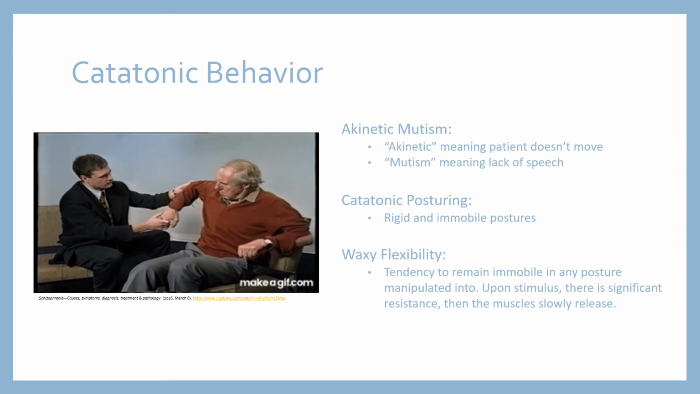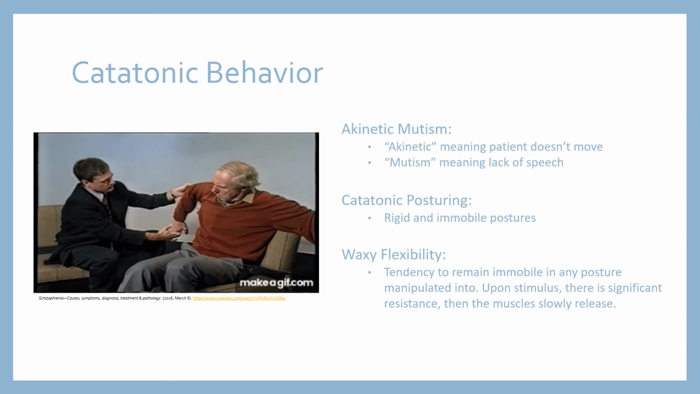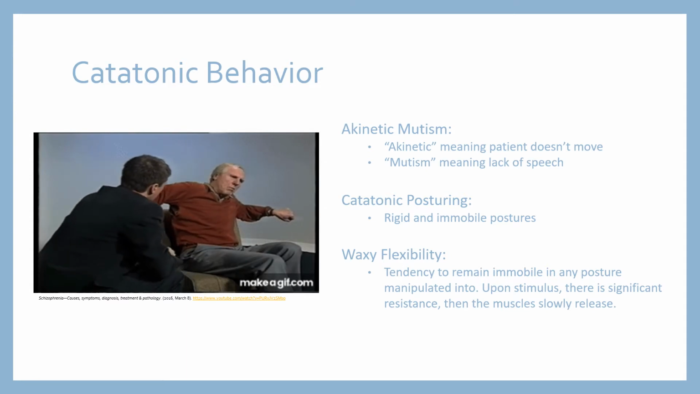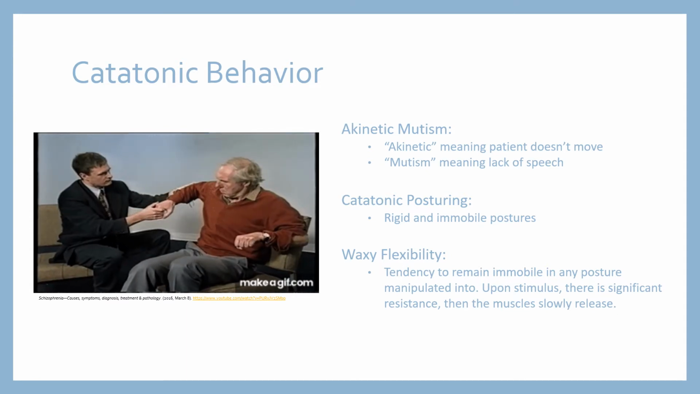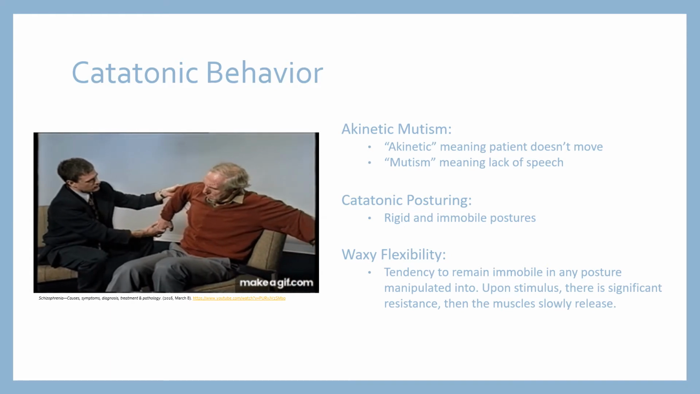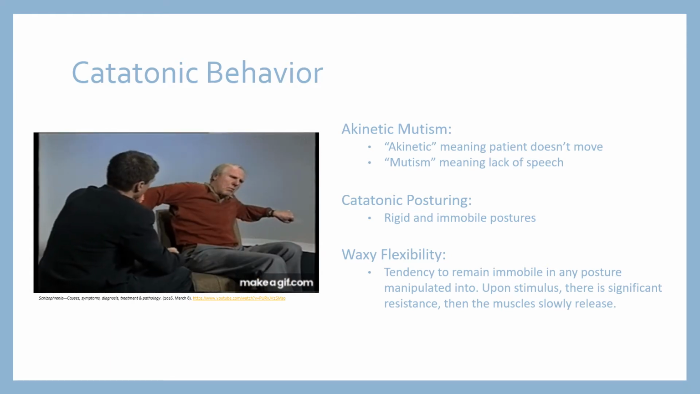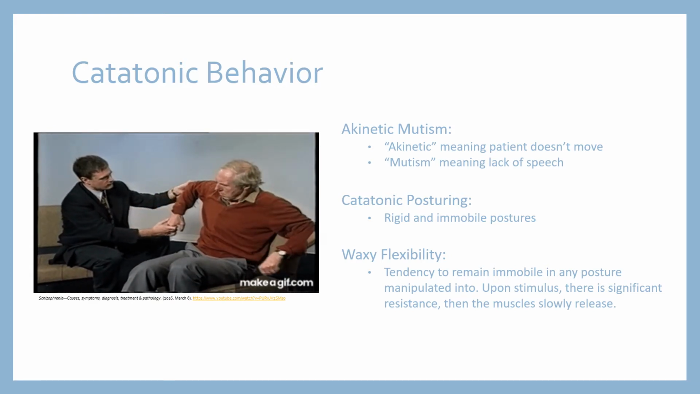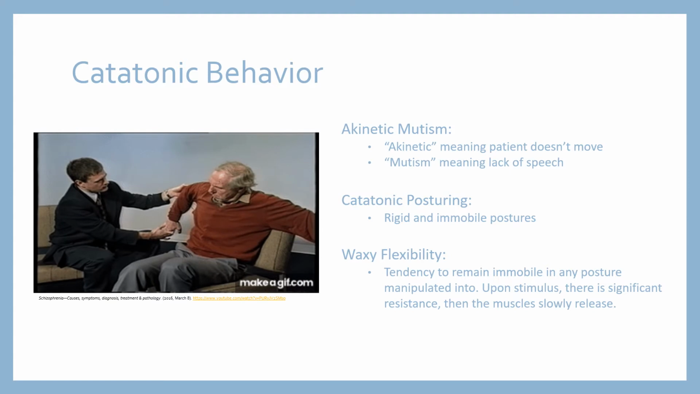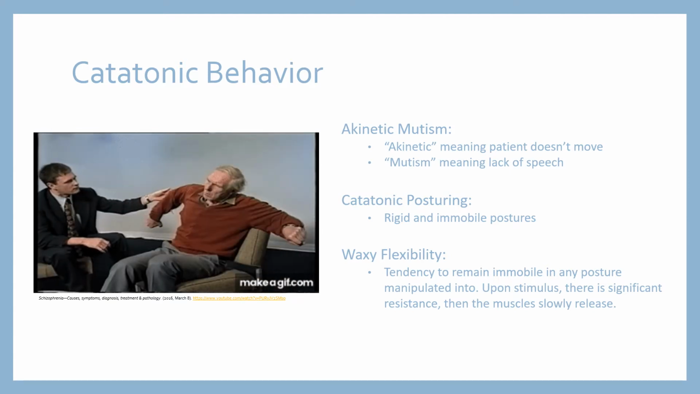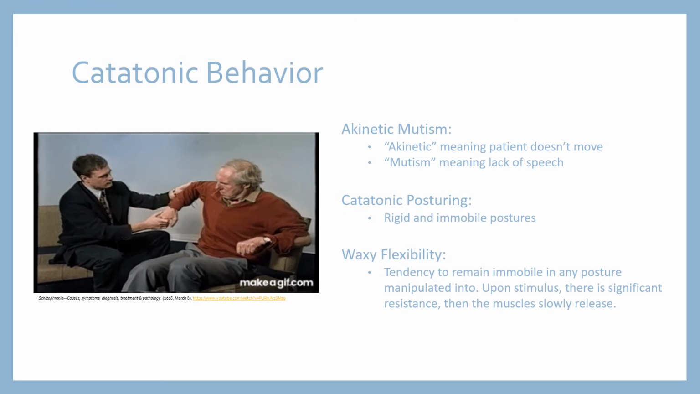So the fourth symptom, the catatonic behavior, is a series of symptoms that involves lack of movement or communication overall, and we will describe three of these. The first is akinetic mutism, and this is exactly how it's described. Akinetic means no movement. Mutism means mute, lack of speech, and the patient will experience both of these.